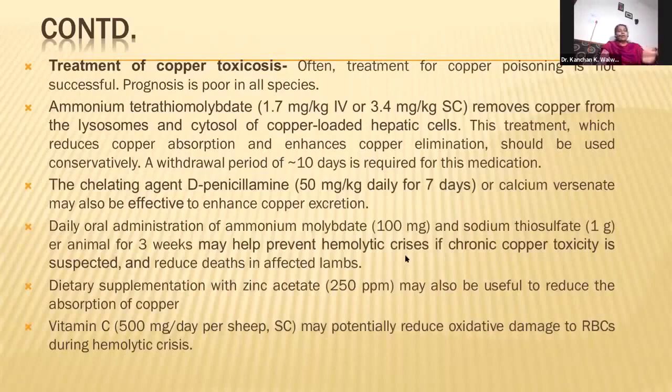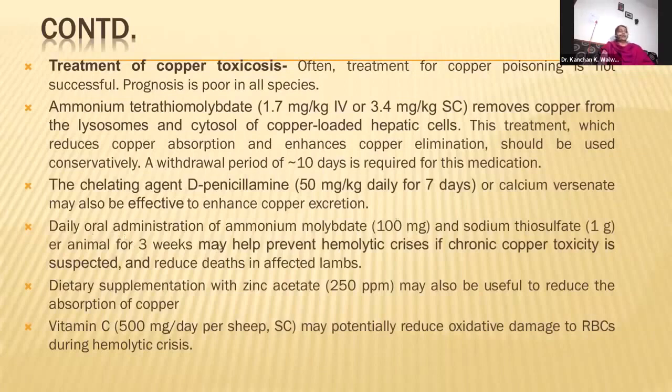And the withdrawal period for this should be approximately 10 days. So by that time, the sheep should not be slaughtered, or the milk from the goat should not be consumed. Again, there is another chelating agent, that is D-penicillamine. That is to be given at the dose rate of 50 milligram per kg daily for 7 days. And again, calcium versenate is also available in the market, and that can be given in powder form. This helps in excretion of the copper.